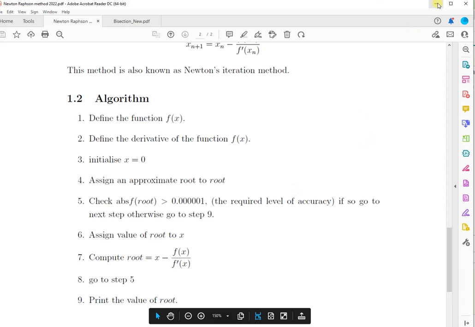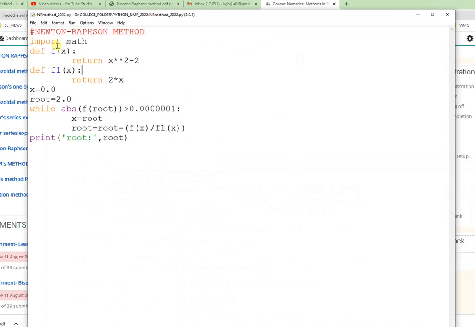These things we have discussed in the previous classes. Now let us check how we can write this program. Import math. We have to define the function first. Define f of x, return x squared minus 2. So simply we are finding the root of 2 here. Now define the derivative of this. Define f1 of x, derivative f dash, instead of f dash of x we are naming it f1 of x. Return the derivative of x squared, that is 2 into x. Give an initial value, root is equal to 2.0.